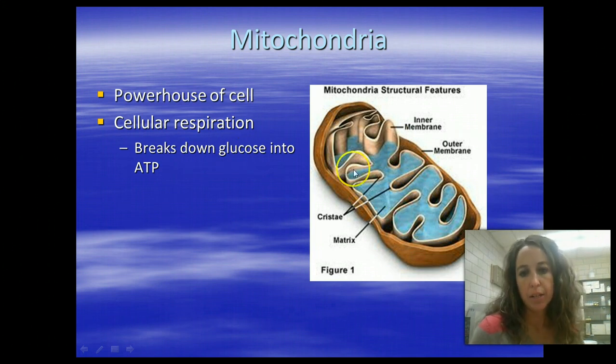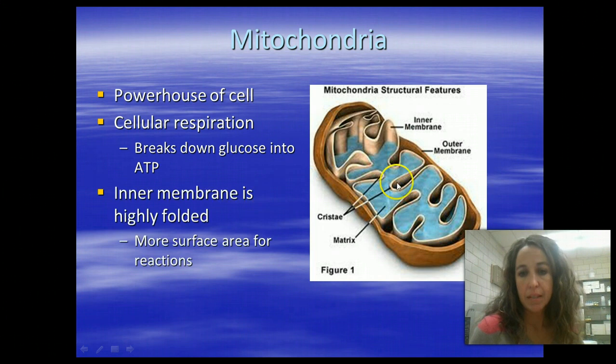So cellular respiration. This inner membrane here is highly folded so you can have more reactions. And since you have more reactions, that means that you have more cellular respiration, which means more energy in the end. Mitochondria is found in plants and animals. Okay, both of those.